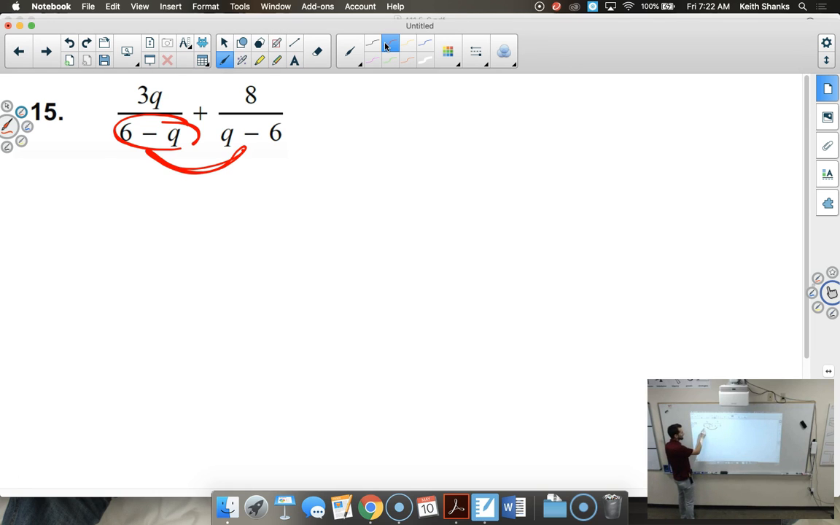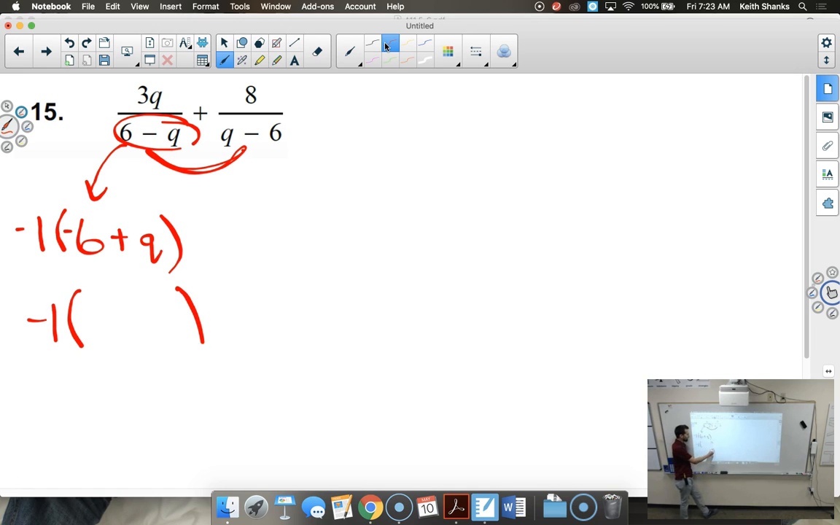Okay, and that is that if I take this right here, this 6 minus q, and factor out a -1, then this becomes a negative, and this becomes a positive. And I could rewrite this as -1 times q minus 6. So you can see this is actually the same as this, it's just multiplied by -1.